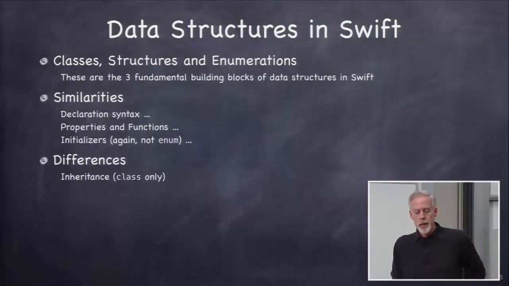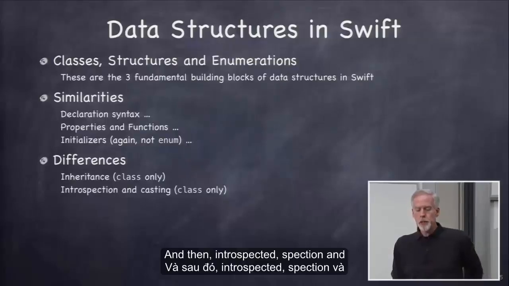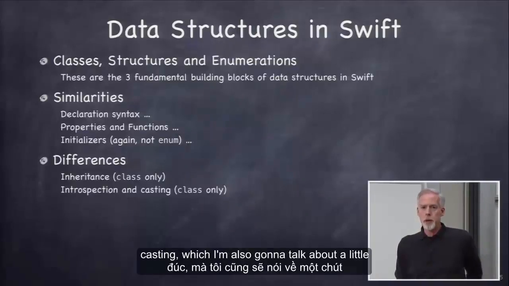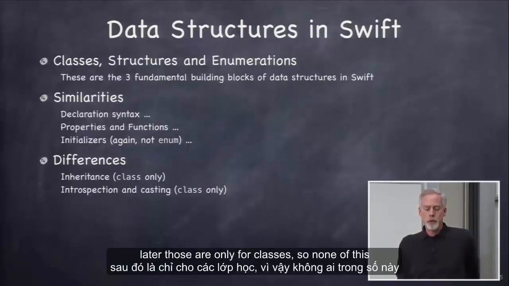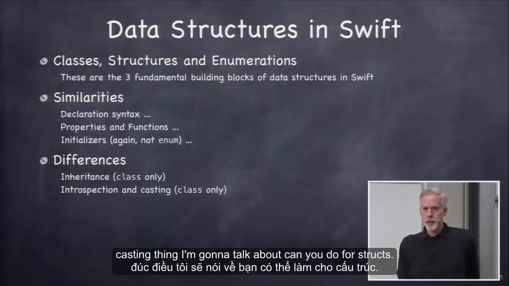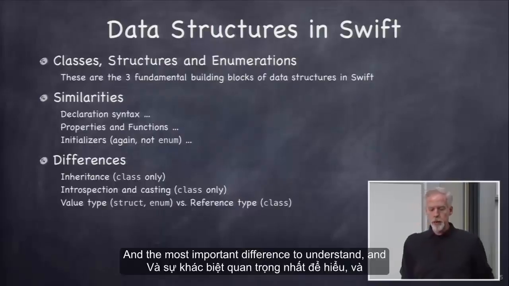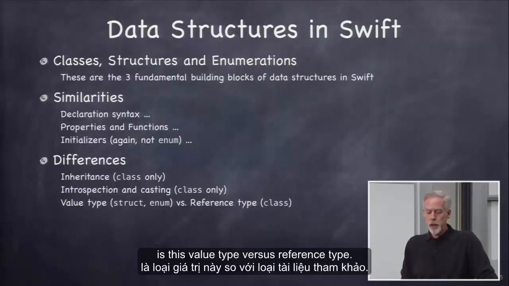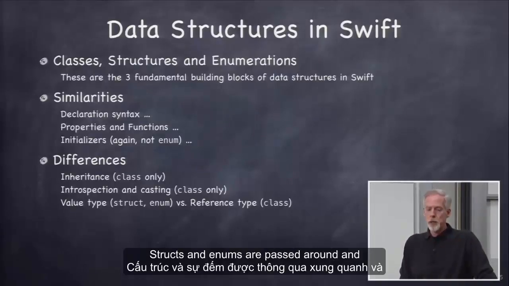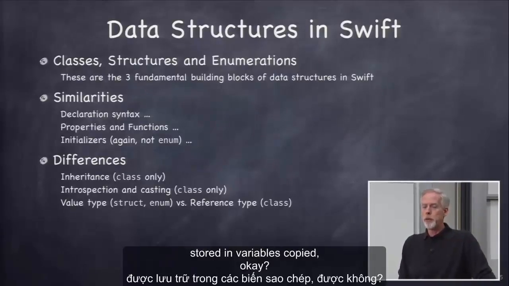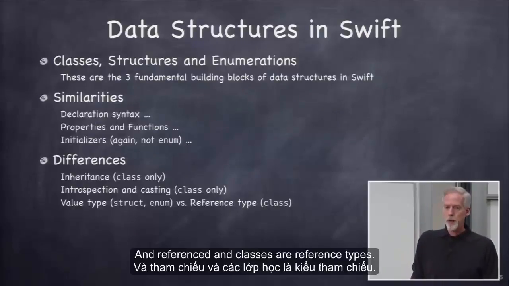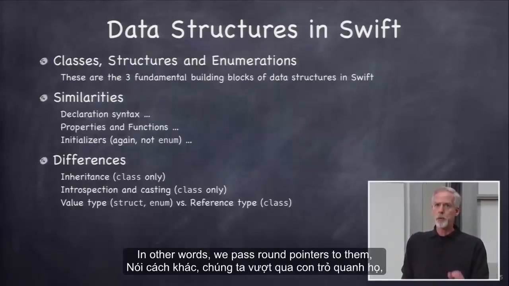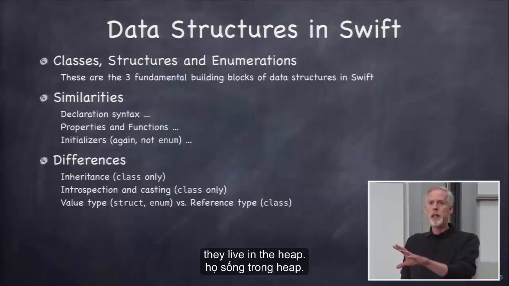It has inheritance. And then introspection and casting, which I'm also going to talk about a little later, those are only for classes. So none of this casting thing I'm going to talk about can you do for structs. And the most important difference to understand, and we really went over this in the demo, is this value type versus reference type. Structs and enums are passed around and stored in variables, copied, okay? And classes are reference types. In other words, we pass around pointers to them. They live in the heap.